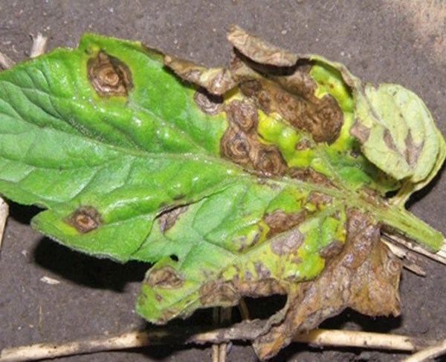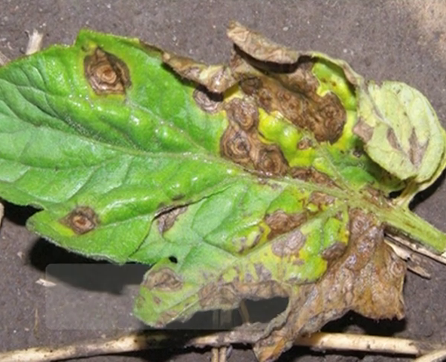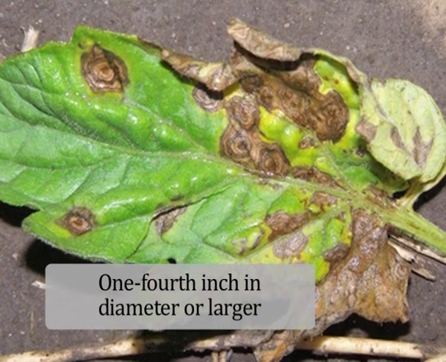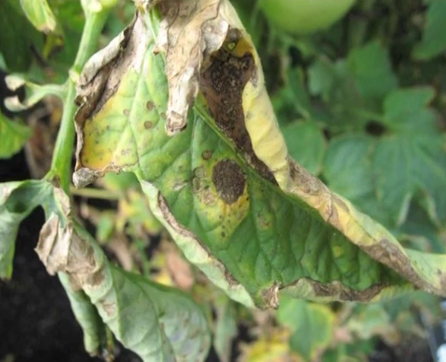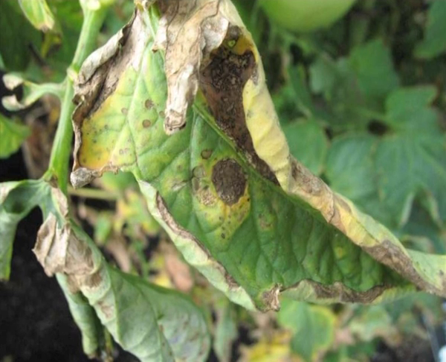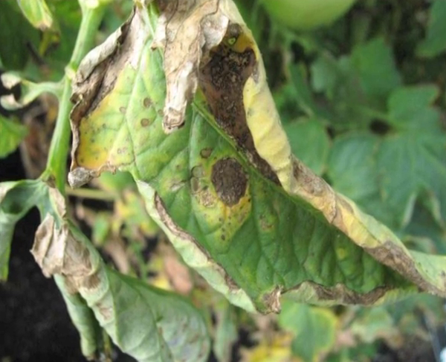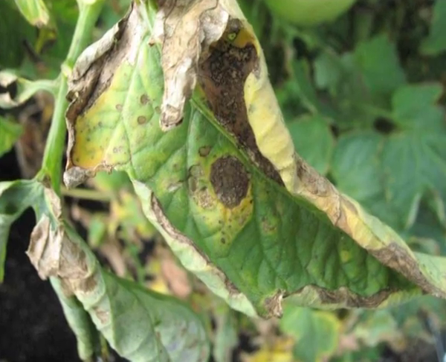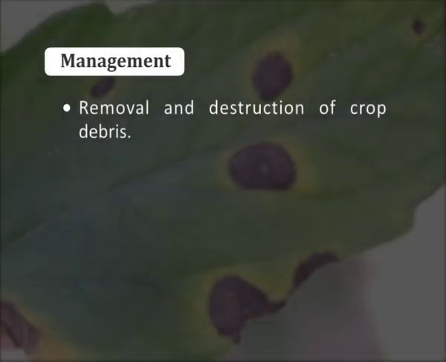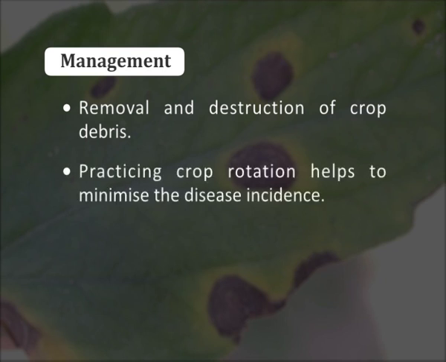Spots enlarge, and by the time they are 1/4 inch in diameter or larger, concentric rings in a bull's eye pattern can be seen in the center of the diseased area. Coming to the management of the disease: removal and destruction of crop debris. Practicing crop rotation helps to minimize the disease incidence.